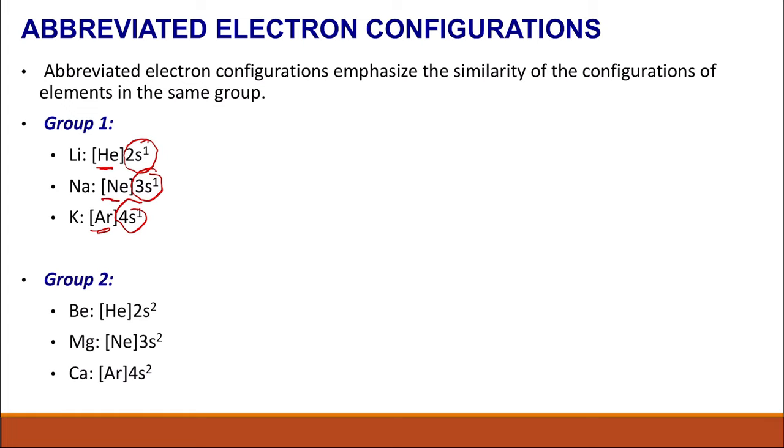Group 2 is the same, but now we're going to have two electrons in the highest subshell, which is the 2s, 3s, or 4s.